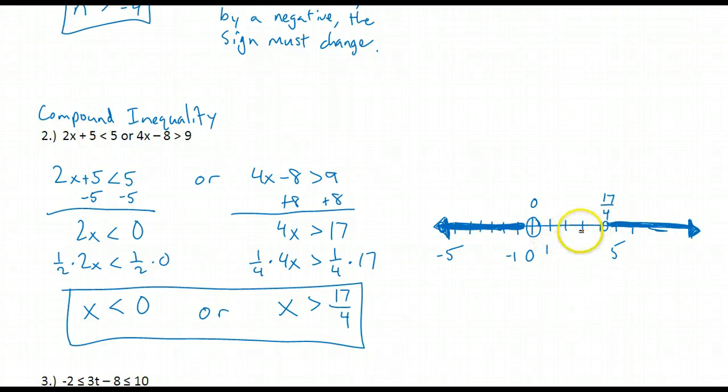If I pick a number between these two values, I do not satisfy one or the other of these compound inequalities. In order for x to be a solution for this compound inequality, I have to satisfy either this inequality or this inequality. If I look at the original, all of these solutions will make this inequality true, and all of these solutions will make this inequality true.